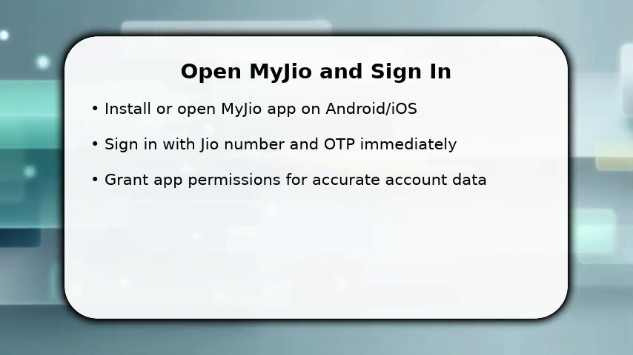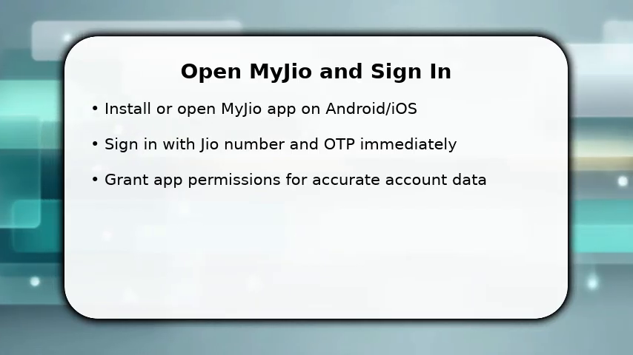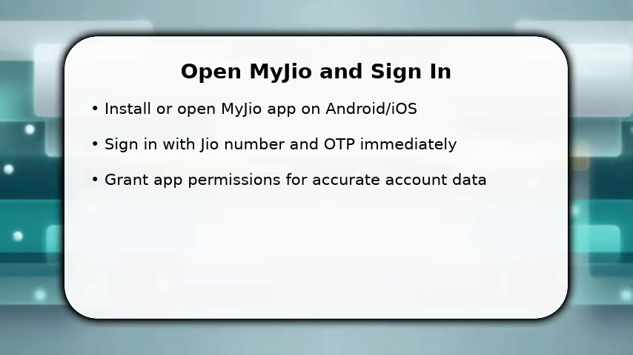If you already use another account, switch to the target Jio number now. This step links your SIM to the dashboard, which is why it's required before you can view detailed usage. Proceed only after the main account page loads fully.